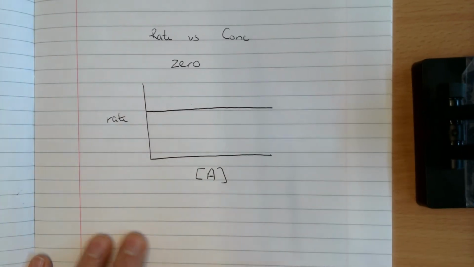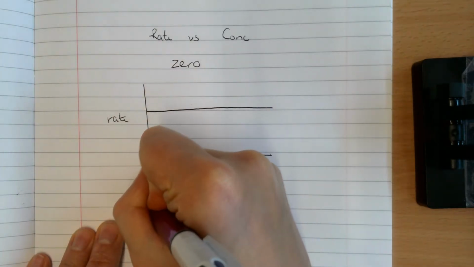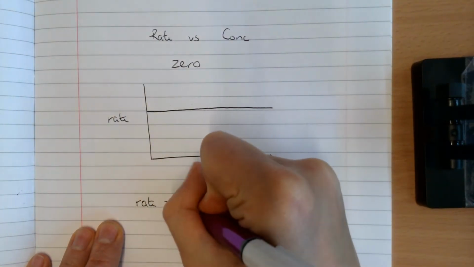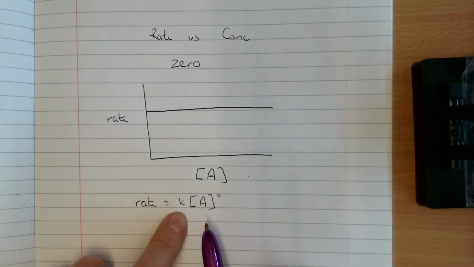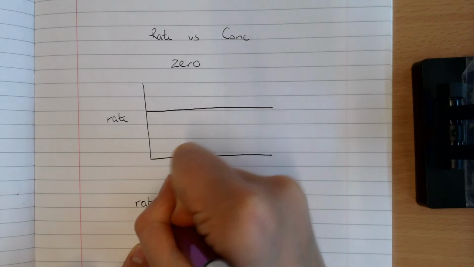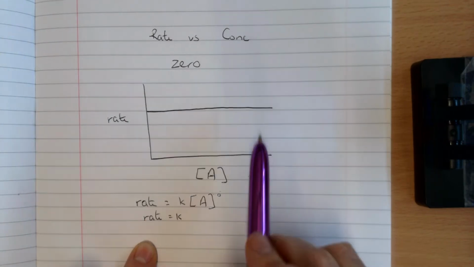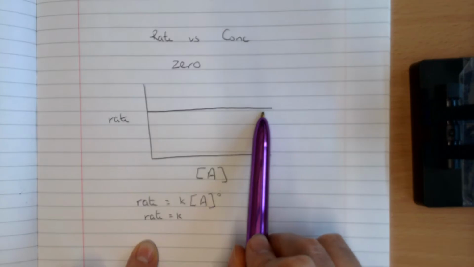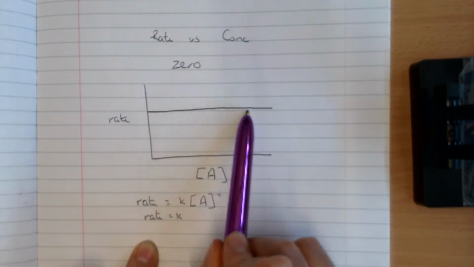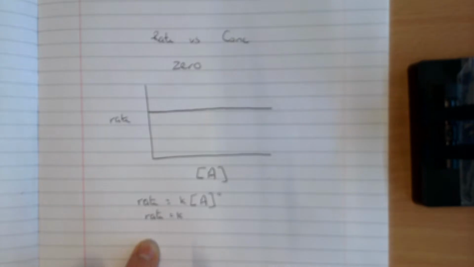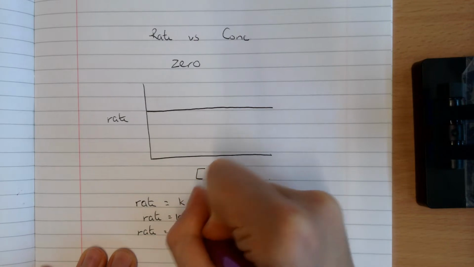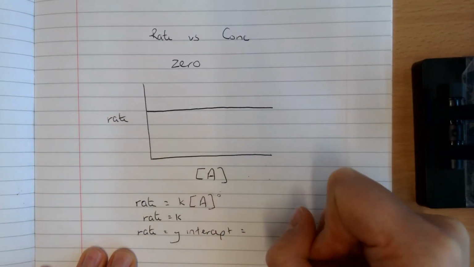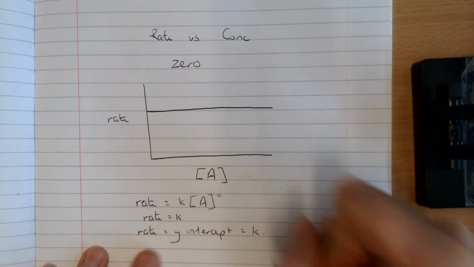If I want to work out K, I know that rate equals K times A to the power of 0. Anything to the power of 0 is 1, so I can change that to rate equals K. And if I want to calculate rate on this particular graph, no tangents needed, no gradients needed, I just look at the y-intercept. If I want to see the rate, I just read that straight off the y-axis. So I can say that rate is the y-intercept, wherever the graph cuts the y-axis, and rate equals K.